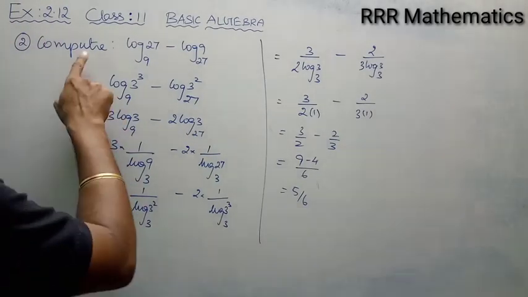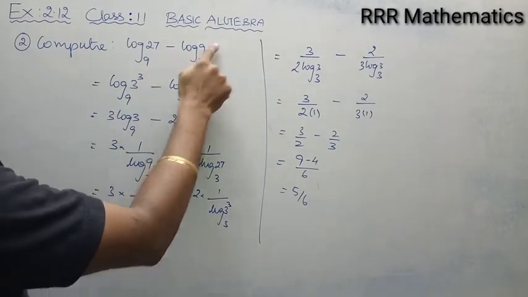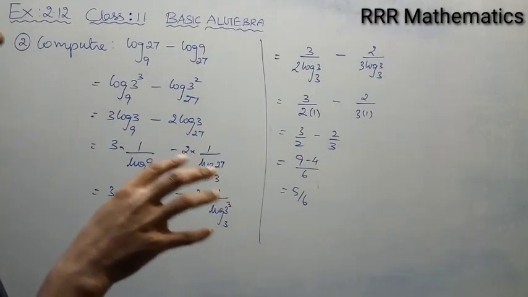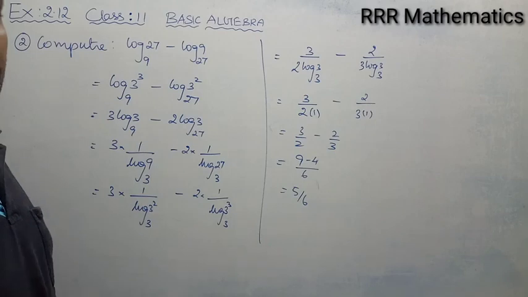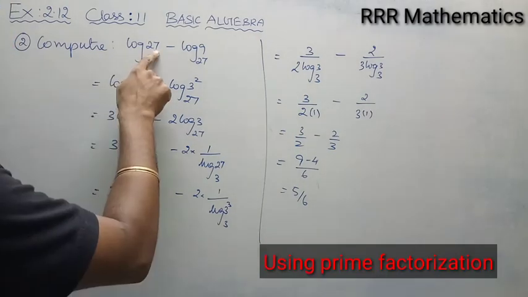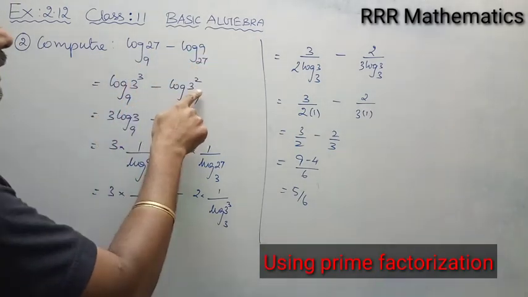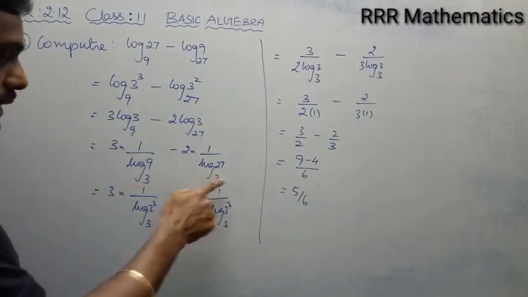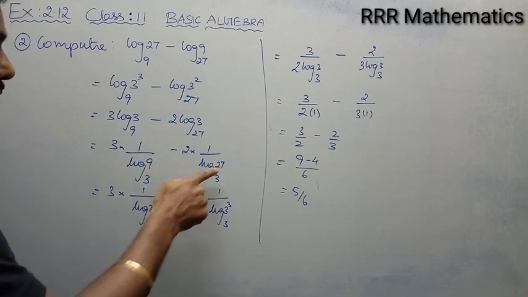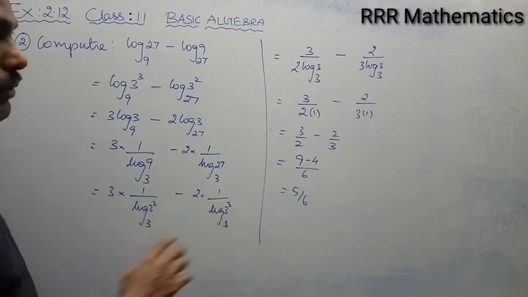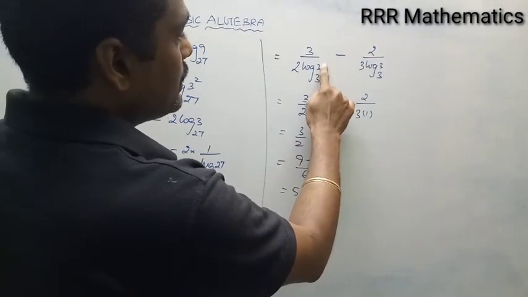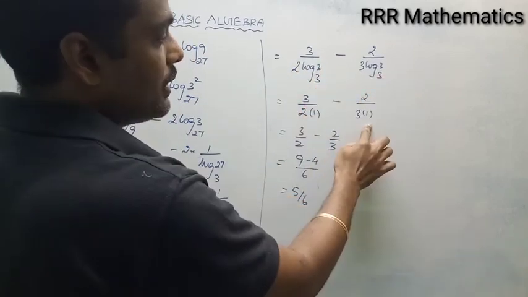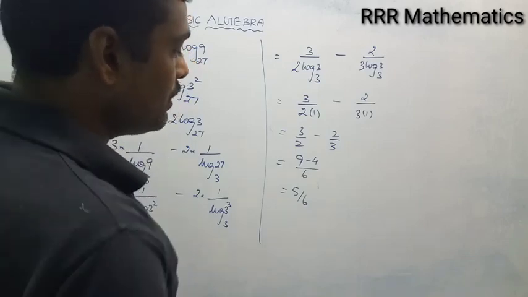I'll repeat. Compute log 27 base 9 minus log 9 base 27. In both cases, the bases are different. You want to make the bases the same. Then only you can use the basic properties of logarithm. Very first, 27 can be factorized as 3 cube and 9 as 3 square. Then taking the reciprocal, the base will be the same. And again 9 is 3 square, 27 is 3 cube. Using the power rule, I can write it like this. Log a base a will be 1. So I have log 3 base 3 as 1. Similarly here. When you take the LCM, it will be 5 by 6.